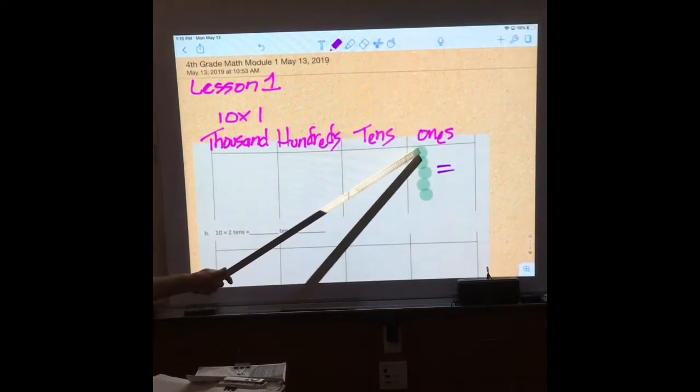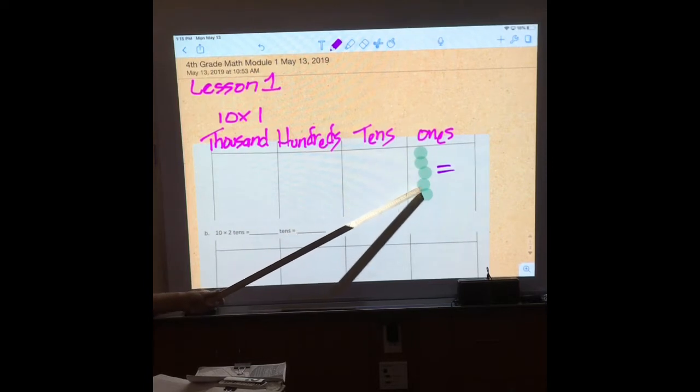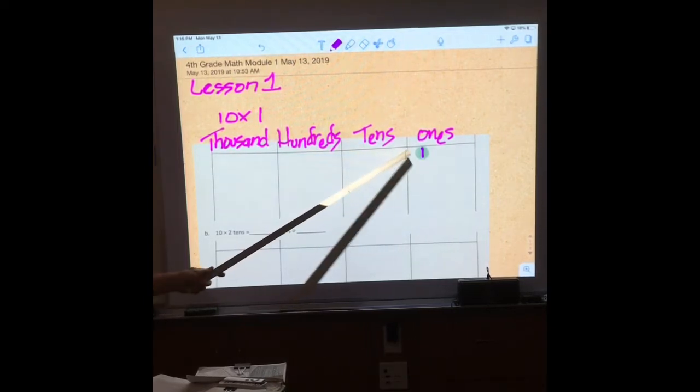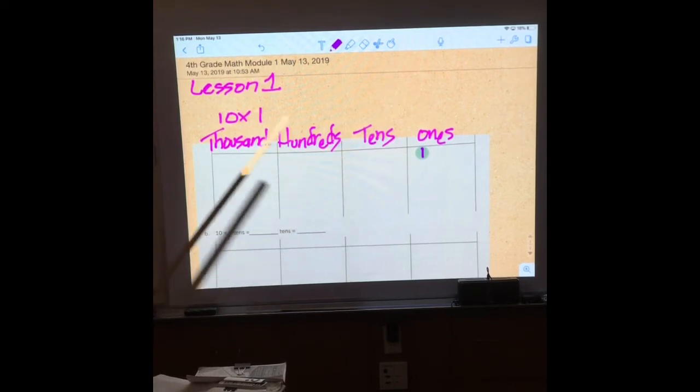All right, I have 5 dots here. What do I put? That's right. You guys are with it, a 5. This seems really easy. Don't worry, it's going to get hard in a second. Okay, now I have a 1 here that represents this 1 here.